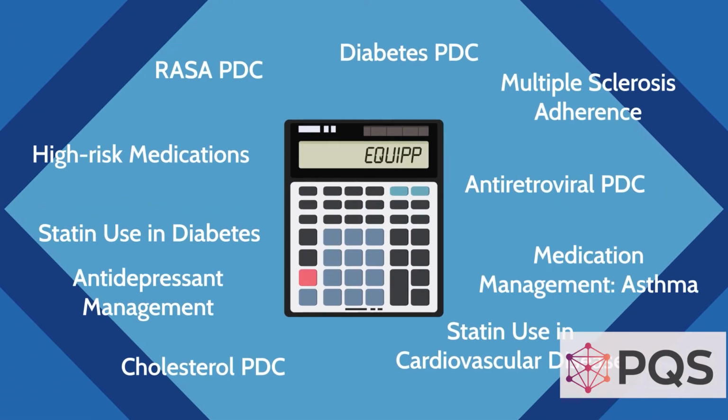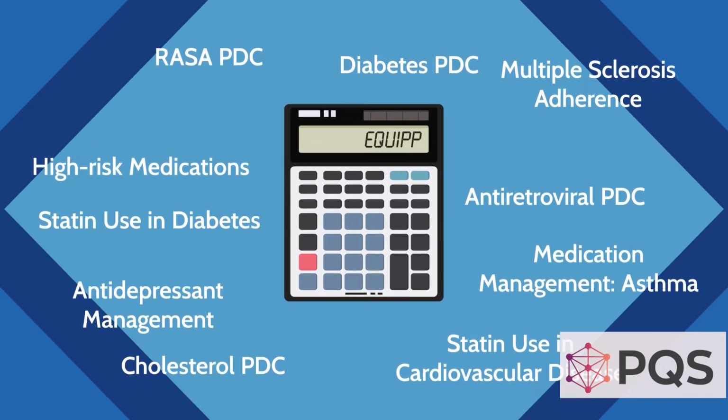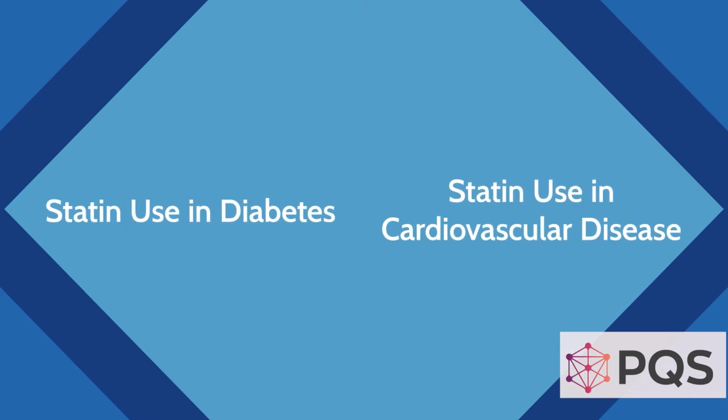Equip calculates a wide variety of quality measures, but today we're focusing on just two: statin use in persons with diabetes and statin use in persons with cardiovascular disease. Why are we dedicating an entire video to just these two measures? The answer is quite simple.